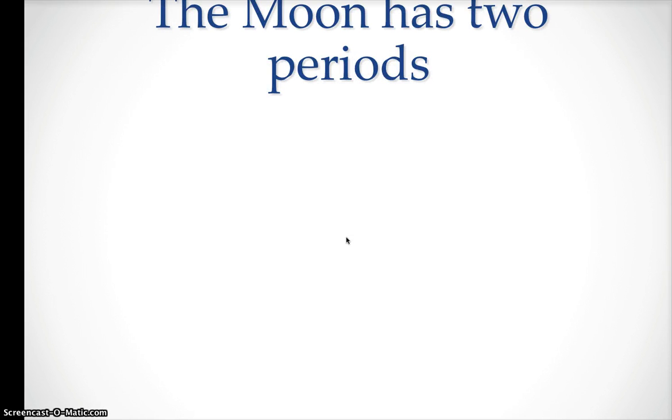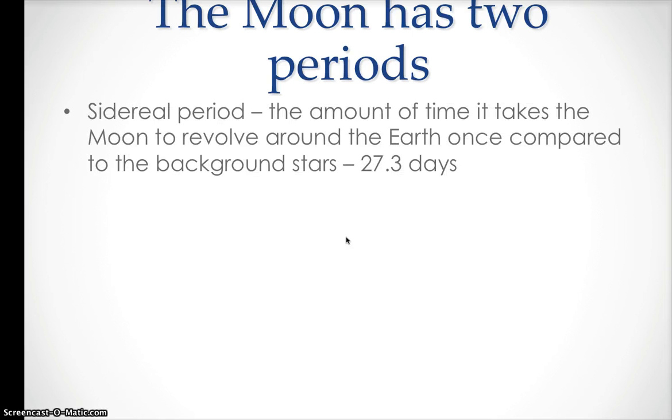The moon actually has 2 different periods. The first period is a sidereal period, and that's the amount of time it takes the moon to go completely around the Earth once if we compare it to the background of stars. That is, if we say, okay, the moon is in this constellation, and if we wait until the moon appears at the exact same place in that same constellation, that would take 27.3 days.